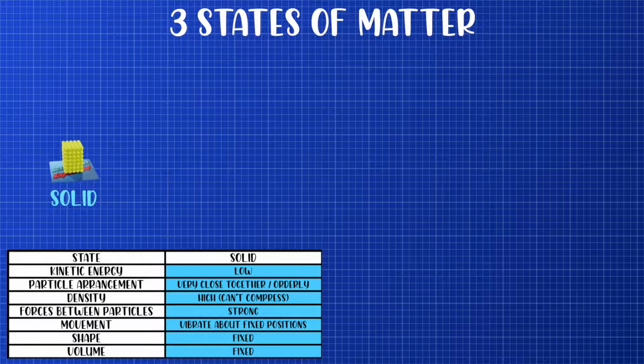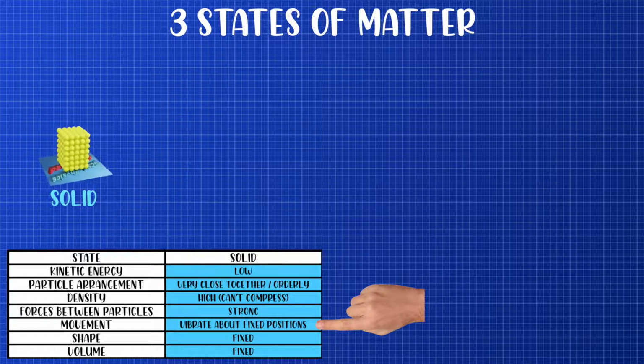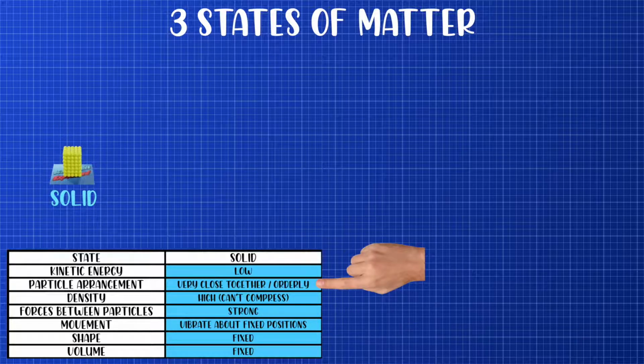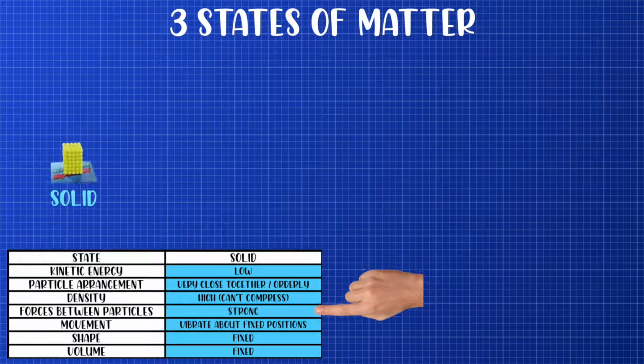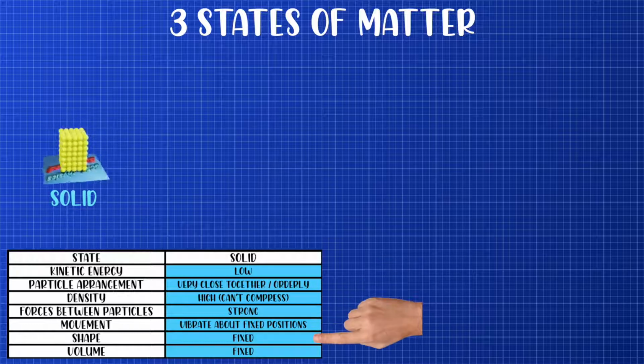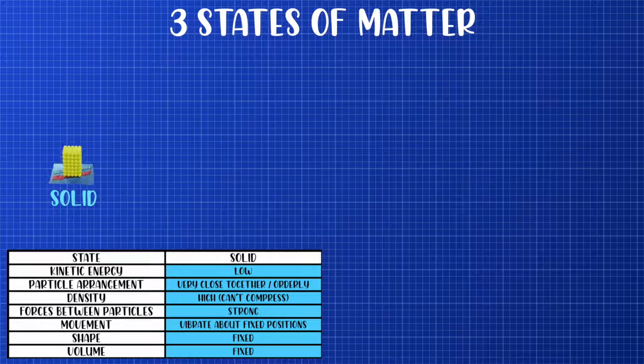The particles don't have much stored kinetic energy, so they can only vibrate about fixed positions. The particles in a solid are packed closely together in regular rows. They're always touching each other, so solids are very difficult to compress because of their high density. The forces of attraction between the particles are strong, so they have a fixed shape and a fixed volume and can't flow. I've summarised the information in the table for you.